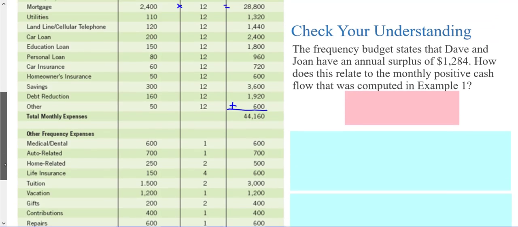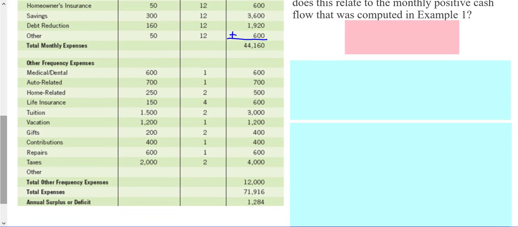Other frequency expenses. So this is based on a year or however many times you pay a year. So medical and dental, they did 60 one time a year. Okay, home related, that would be 2 times a year. So you would multiply, that means you would pay $500. You would total your total other frequency expenses.